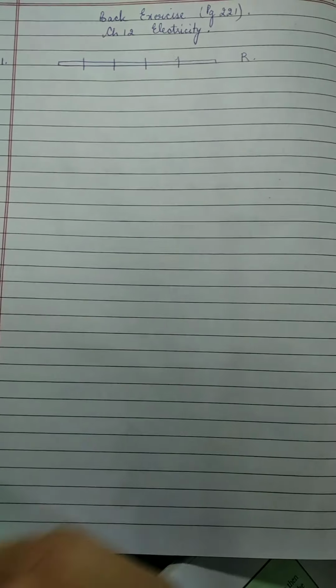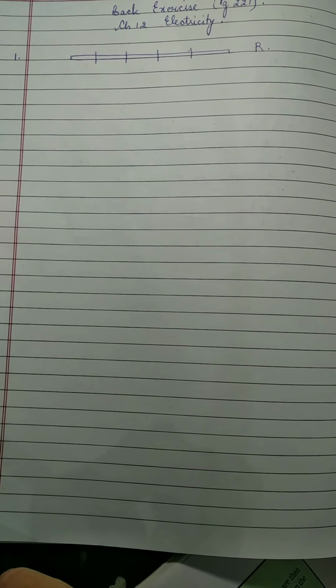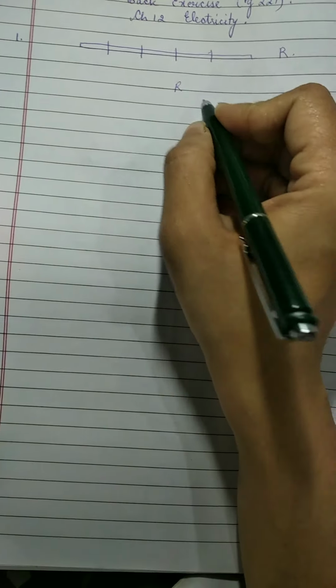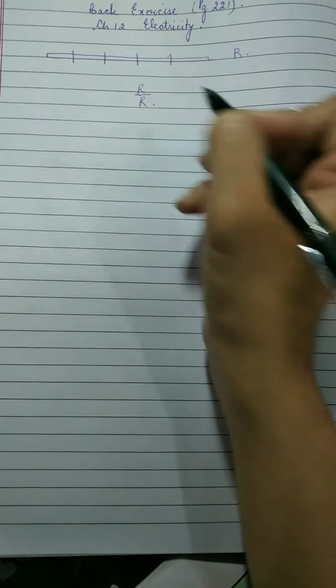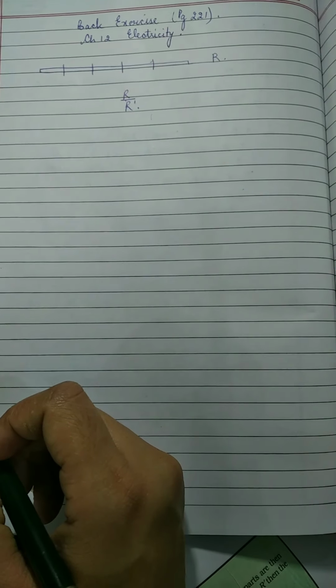So we are given a wire of a particular length whose resistance is capital R, and this wire is cut into 5 equal parts. These 5 equal parts are then connected in parallel. We have to find the ratio of the resistance of the entire wire divided by the equivalent resistance of the 5 parts which are connected in parallel.